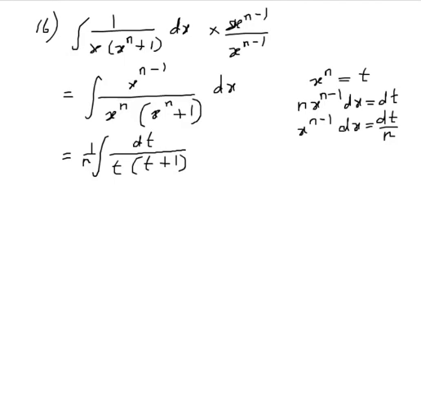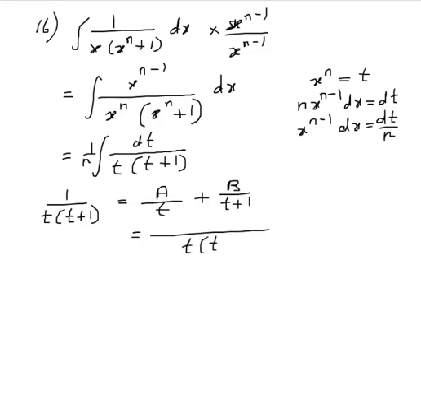Now we can use the partial fraction method because both are linear factors. We can write this into partial fractions as A divided by t and B divided by t plus 1. The LCM is t times t plus 1. A times t plus 1 plus B times t. Equate the numerators because the denominators are already the same.